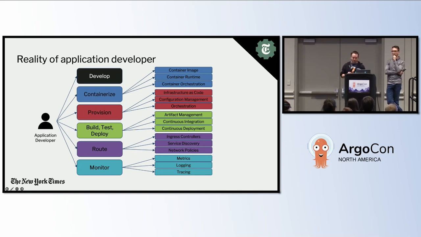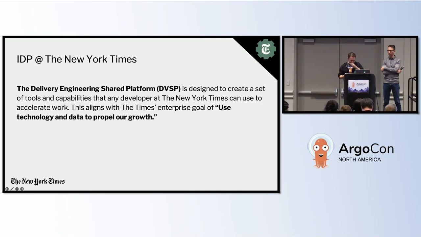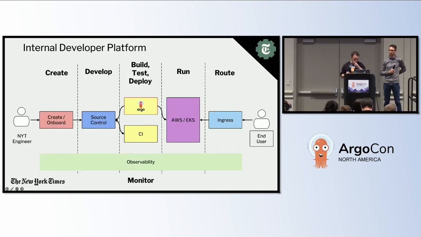This overhead is necessary for the quality of applications, and usually as software development process complexity grows with the size of a company, in bigger organizations, there might be different teams responsible for different components here as shown on the slide. And you as the app developer might be responsible for figuring out all of the different boxes here. And this is kind of the strategy we find behind our developer platform is to automate the creation of a lot of this. What we are building is what we call the delivery engineering shared platform. And we want to use technology to propel our growth at the Times.